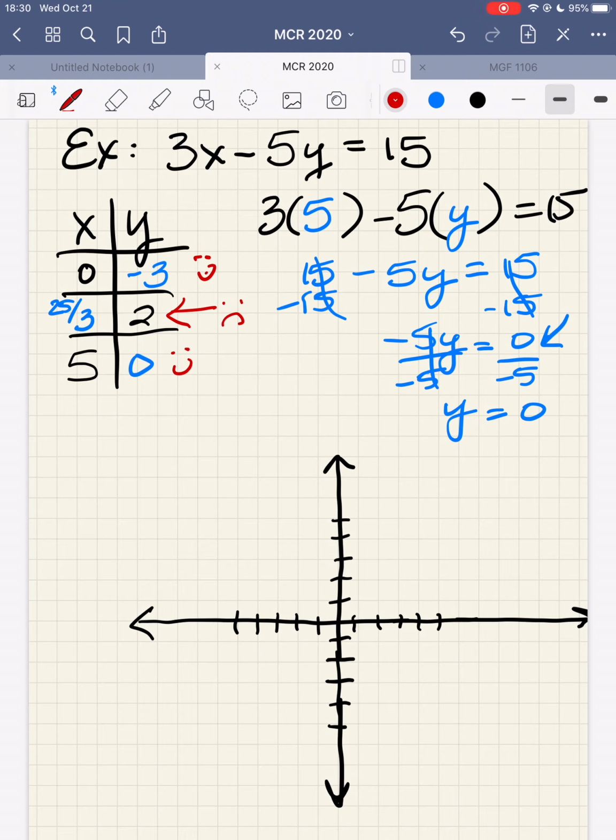All right, so the first one, I have x is 0, which means from the origin I don't move on my x-axis. And then I have a negative 3, so I need to go down to negative 3, and that's my first point.